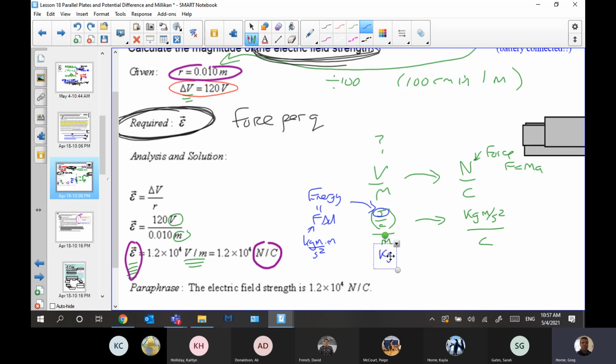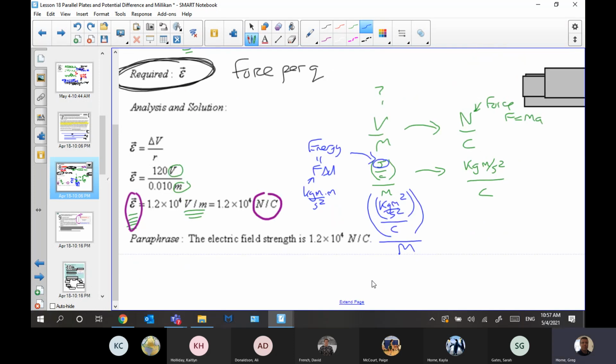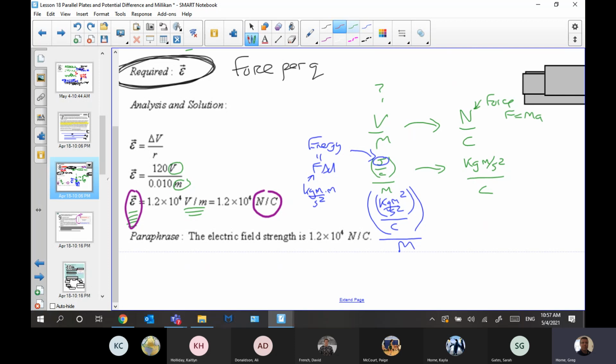So kilograms meters squared per second squared is the J, and that's still over coulombs, and then that is over M, right? So the final step here is to say, oh wait, if I've got an M dividing into an M squared, the squared goes away, and so I'm left with kilograms and meters, and I'm just checking as I go, per second squared, and then at the bottom we're dividing by coulombs, right?